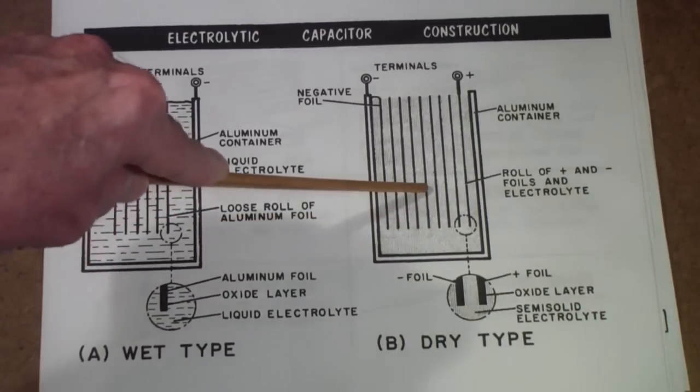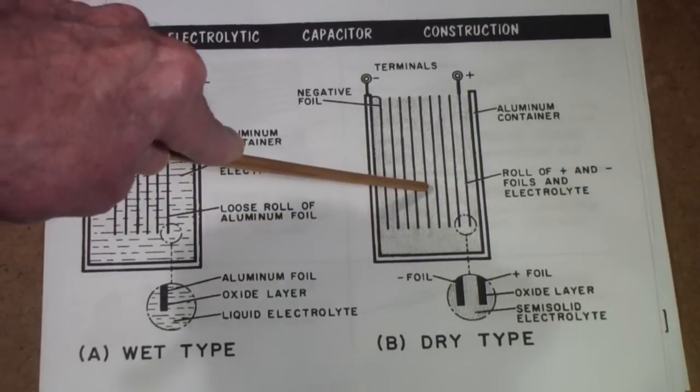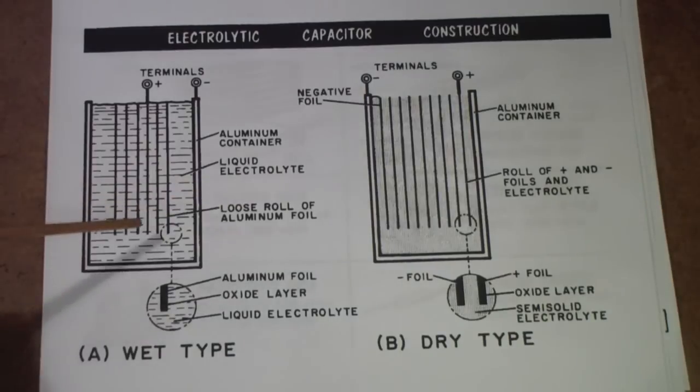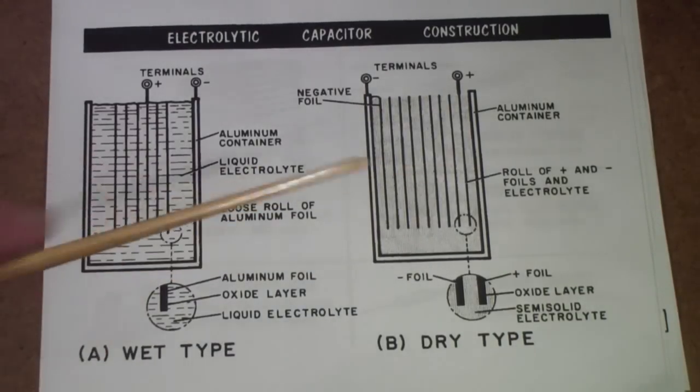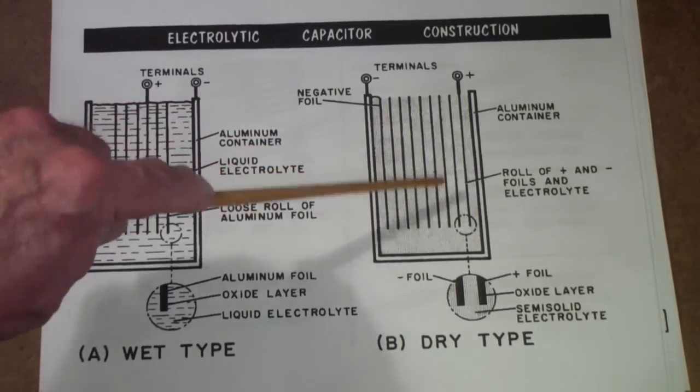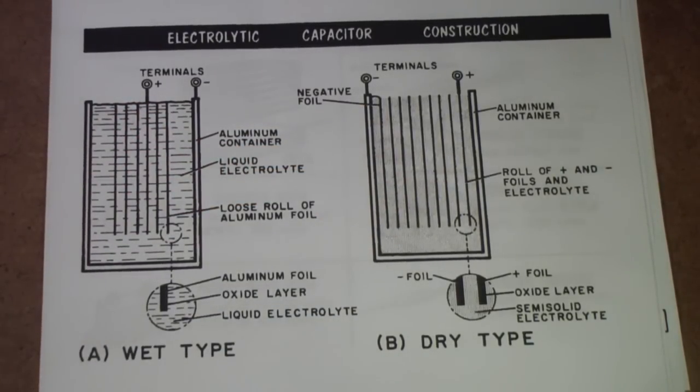If you ever open up one of these electrolytic capacitors, whether the so-called dry type or the wet type, be very careful that you do it in a place where you don't mind if it spills, and wear gloves because these electrolytes can be caustic.